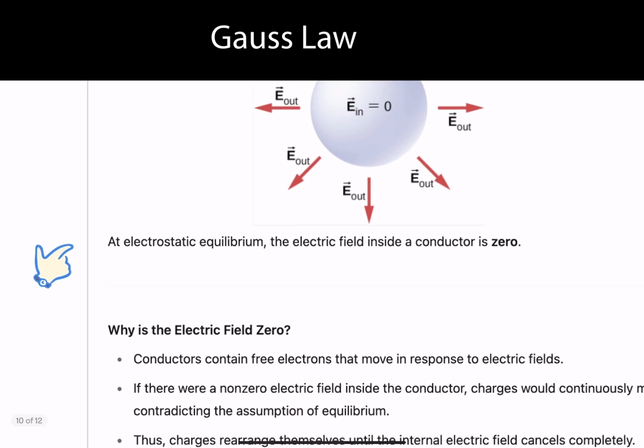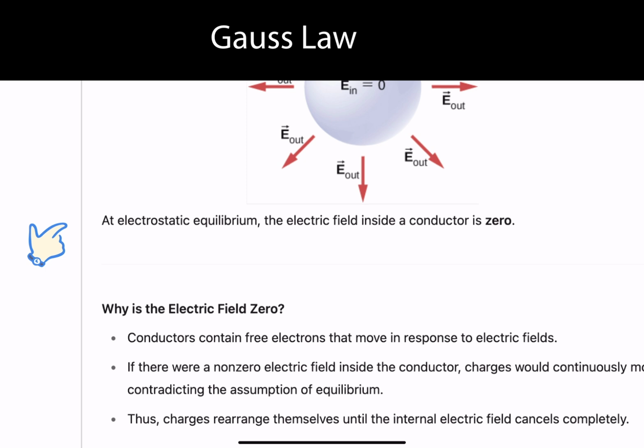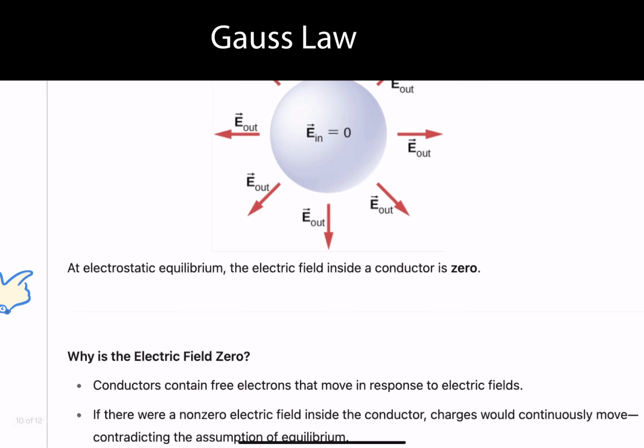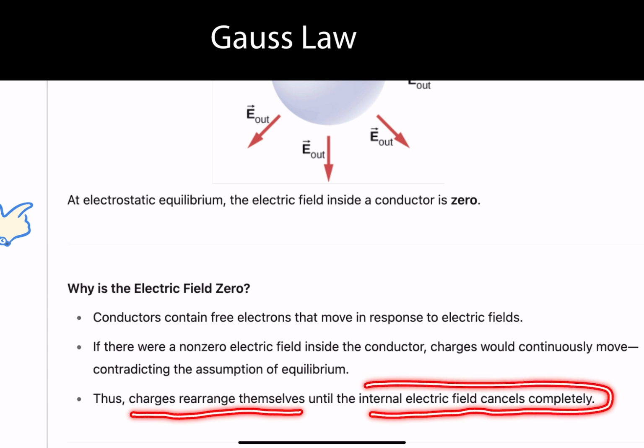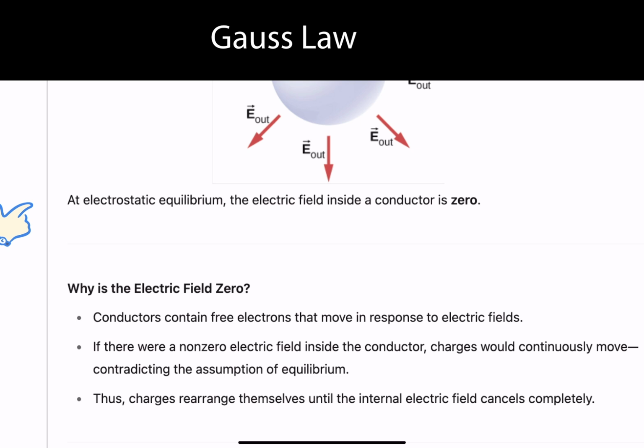Now, this could be a short question. Why is the electric field zero again? We got it by applying Gauss's law, but practically we can explain it by saying conductors contain free electrons, and therefore they move in response to an electric field. They are movable. If there was a non-zero field inside, charges would continuously move, which means the equilibrium is lost. So when we say that charges are on a sphere, that means the charge is not moving, so it's in perfect equilibrium. Charges always rearrange themselves until the internal electric field cancels completely. Charges just redistribute in such a way that there is no electric field inside a charged conductor.